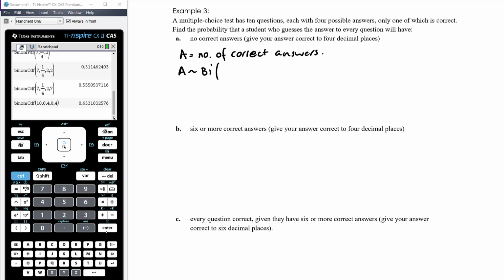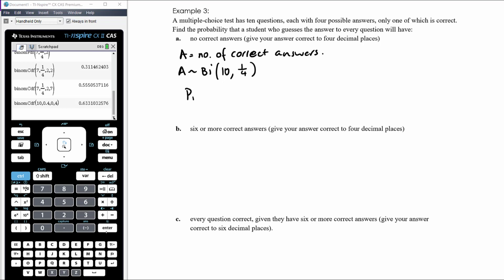There are only 2 possibilities. They either get the answer correct or they don't. That's the 2 options at each choice. N is 10, as there are 10 questions in the test, and given that they guess every answer, randomly selecting a choice, the probability of answering each question correctly is 1 in 4, so 1/4.